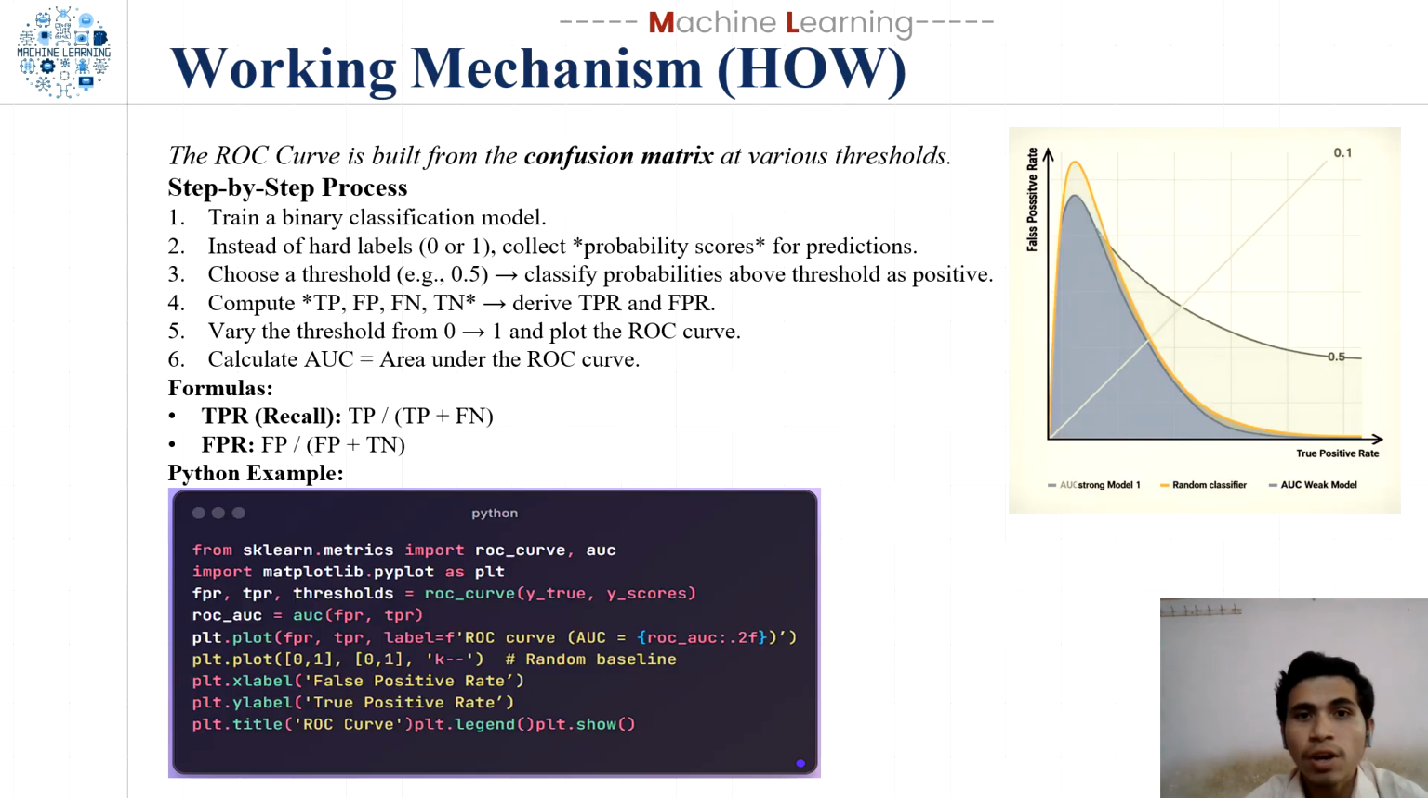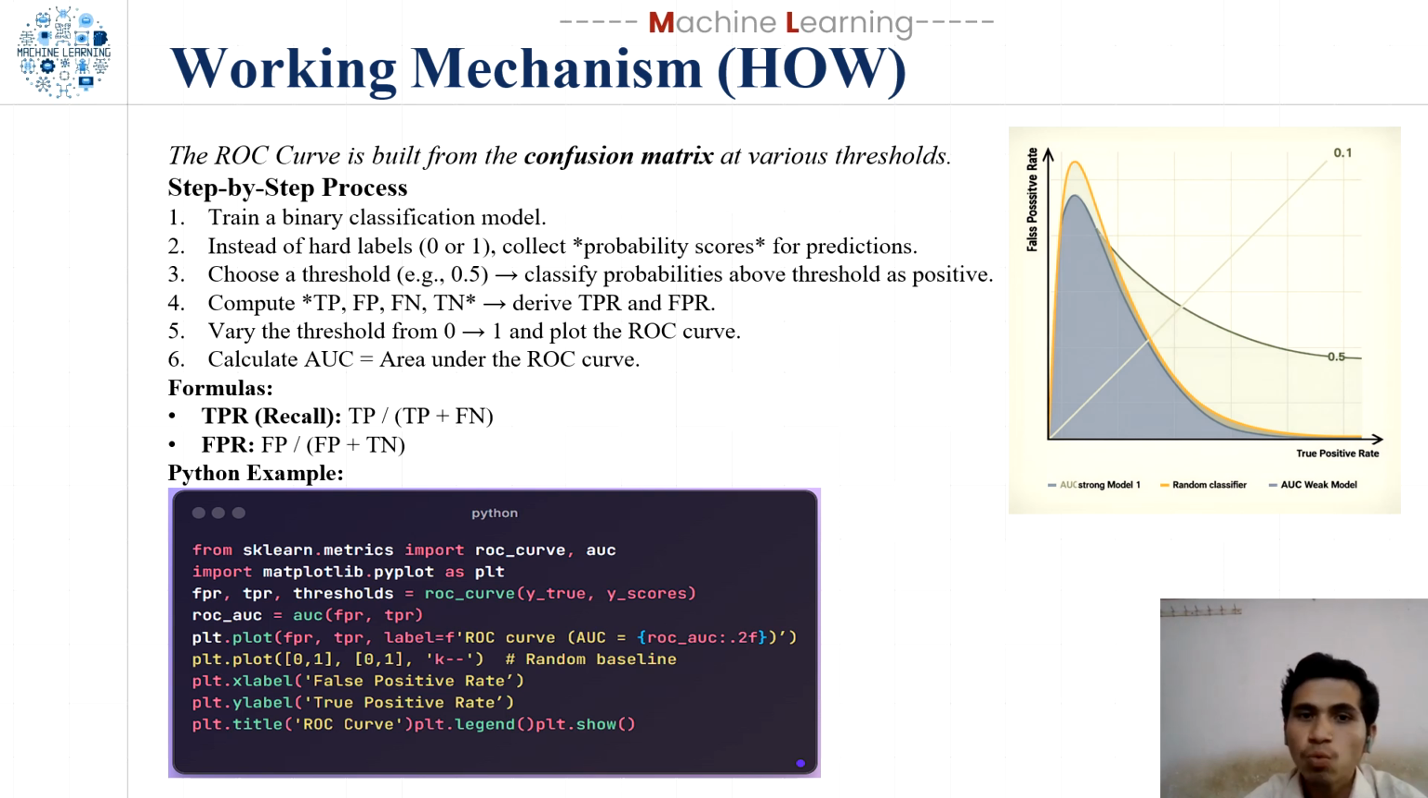How do the ROC curve and AUC work? First, we train our classifier and obtain probability scores instead of hard labels. This is the first step in the ROC working mechanism. The ROC curve is built from the confusion matrix, which is calculated at various thresholds. After calculating the probability scores, we choose thresholds from 0 to 1. This is our second step. The third step: at each threshold we calculate the confusion matrix, which contains the values of true positive, false positive, true negative and false negative.